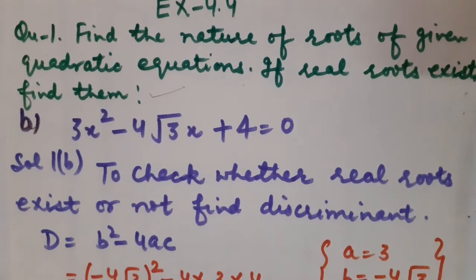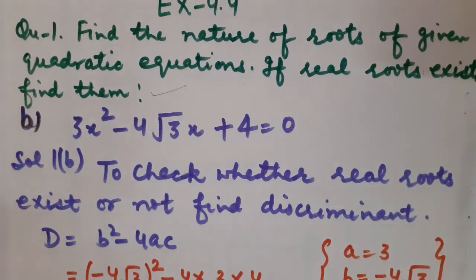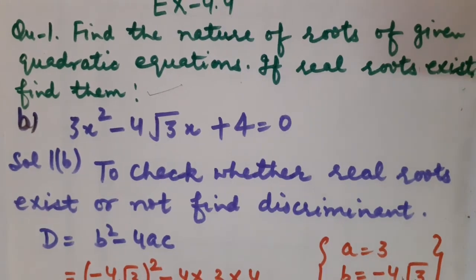If d is greater than 0, then definitely real roots will exist, but the roots will be distinct. If d is less than 0, then there is no need to calculate the roots, because we know that imaginary roots are going to exist. But if d is equal to 0, then again real roots will exist, but the roots will be equal also. So definitely the nature of the roots depends on the discriminant only.